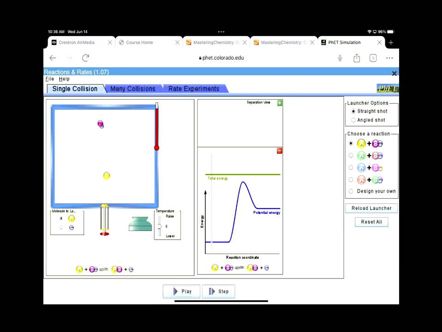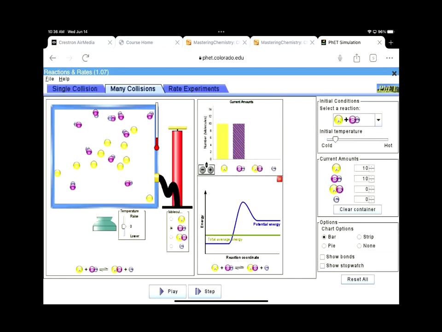All right, so let's look at many collisions. That was just a single collision. The line that you see was just the absolute energy of that single collision when I pulled the plunger. So let's look at the many collision scenario. This one's a little bit harder to see. So now I have a bunch of those yellow balls and a bunch of those molecules present.